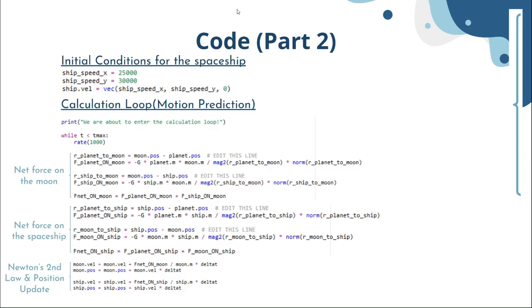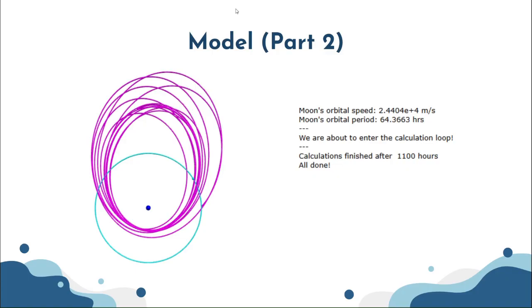In the calculation loop, I first calculate the force of gravity on the moon by the planet and the ship by subtracting the position vector of the system by the source. Then, I use the law of universal gravitation to calculate the force on the moon by each source and add them up. I did the same process for the net force on the spaceship. The velocities and positions of the moon and ship were updated by applying the velocity update and position update formulas. In the model, the spaceship's orbit is influenced by the moon's movement and the planet's strong gravity, but a figure 8 orbit is not achieved.